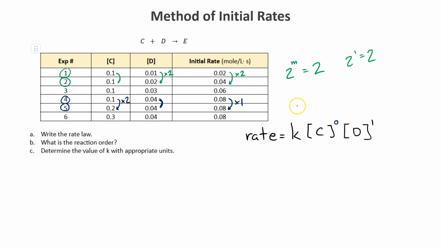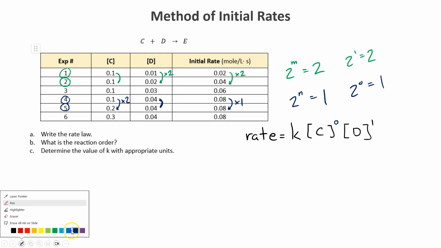It even works mathematically if you want to use the same little trick we did up here. Pull out the two changes. In this case, it was a change of times 2 and a change of times 1. And ask yourself, 2 to what power gives me 1? 2 to the zeroth power would give me 1. So both ways will work to get the order of the reaction.